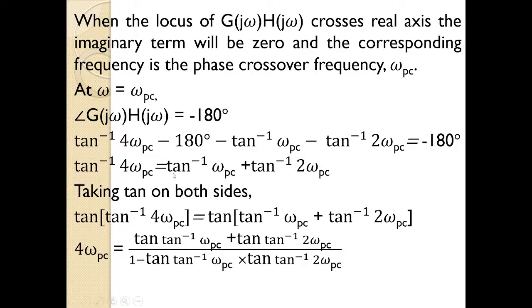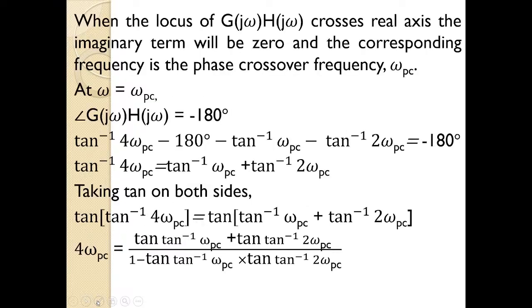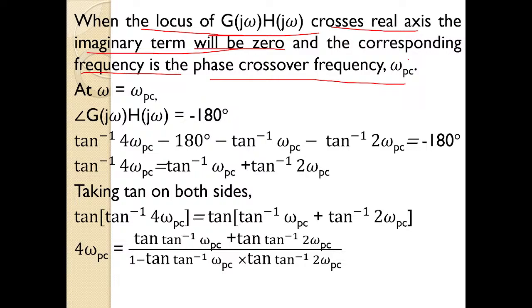Okay then. Now, this is the magnitude, this is our angle. Now we know that whenever the locus g of j omega crosses the real axis, then the imaginary term will become 0, isn't it? And the frequency at which the imaginary term becomes 0, we call it the phase crossover frequency.